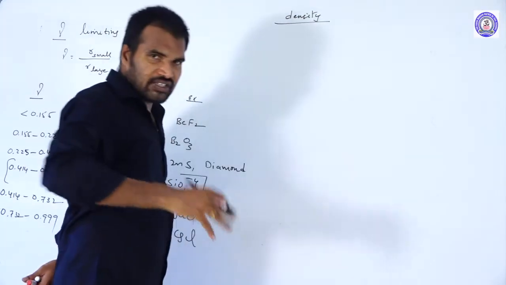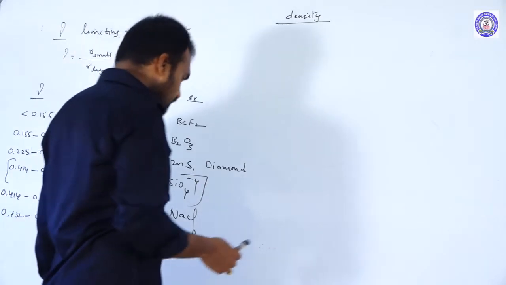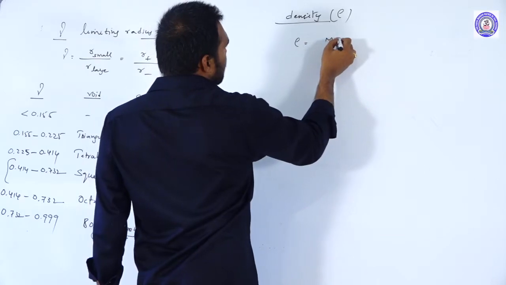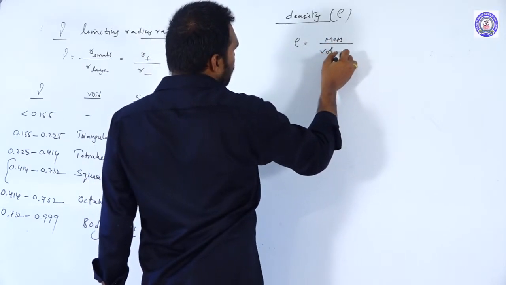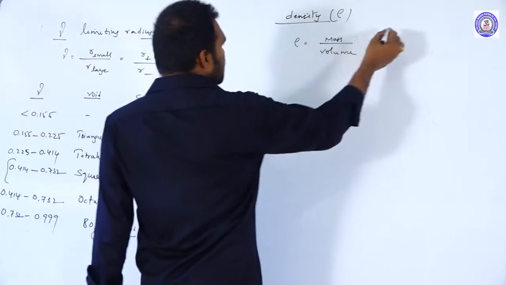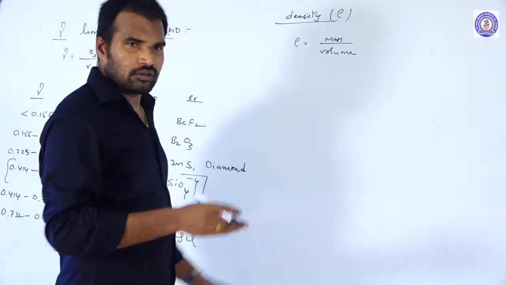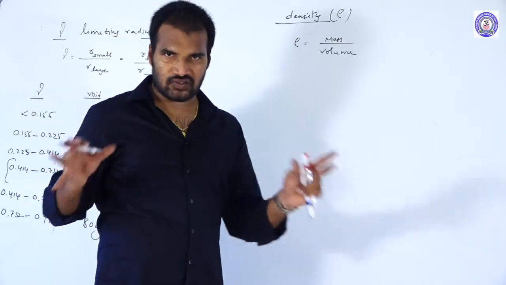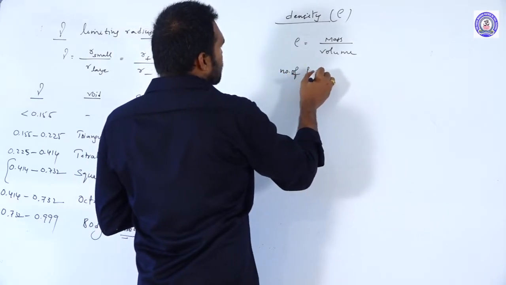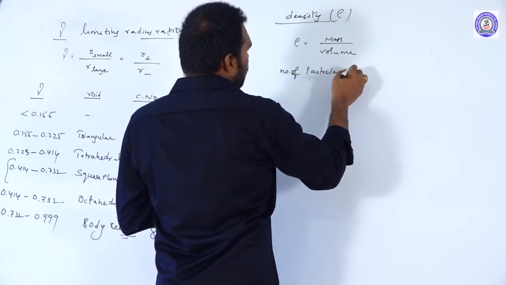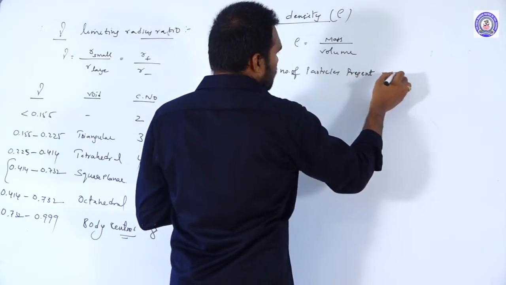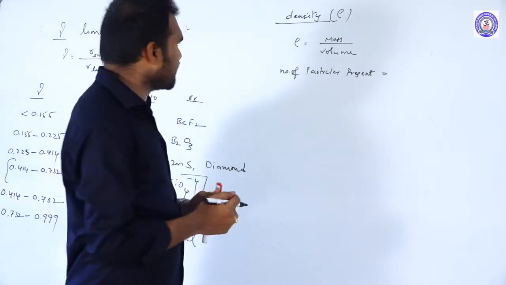density of the unit cell or density of the crystal. How to calculate? As for the density, we know the formula. Density is equal to what? General formula, mass by volume. That is the general formula. Density is equal to mass by volume. So what is mass? Mass is nothing but the total mass. So let us consider the number of particles present, the number of particles present in it.